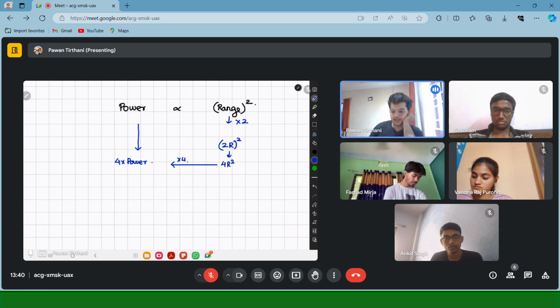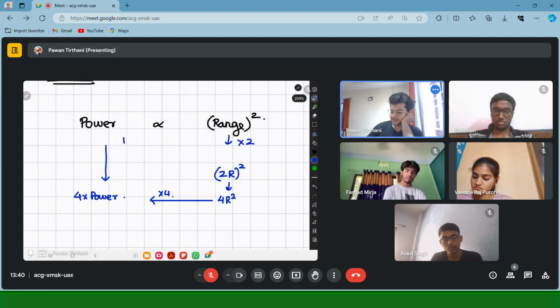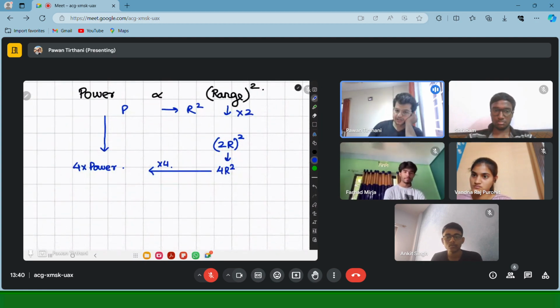What was r squared? P was equal to r squared, right? Now I wanted to increase my range. I made it 2r whole squared. So it became 4r squared. What is 4r squared? 4P. And r squared was what? P. So if I want to double the range, I need to increase power by 4 times.